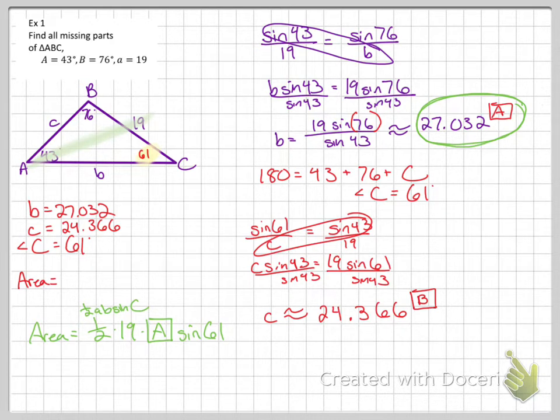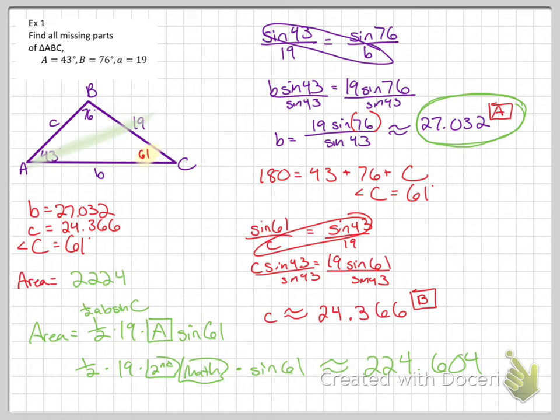So this is why you store things in your calculator. So you are going to type in 1/2 times 19 times. You're going to press second, and then you're going to press the math button because that's where A is. And then times sine 61. And it'll give you the most accurate answer because it stored it for you. Sorry, lowercase b in capital A. You should get 224.604. Units squared technically, but I'm not going to take off points for that.